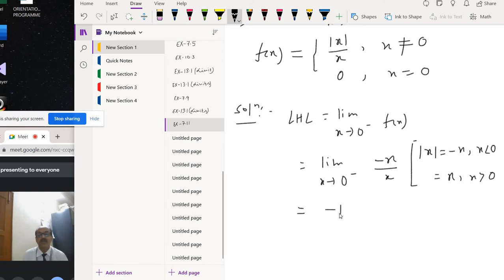But sir, in the question x is not equal to 0. Yes, the left hand limit and right hand limit, both are with x not equal to 0. Limit means x tends to 0, that means x approaches 0, not equal to 0. Now the right hand limit.